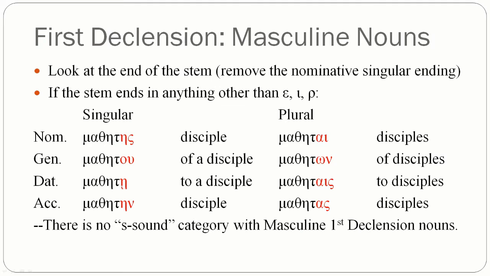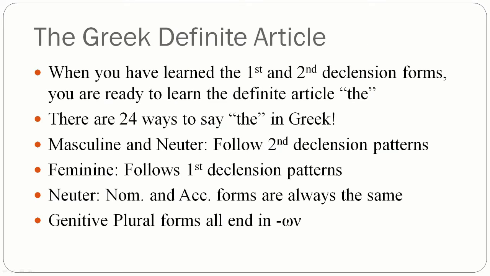Now, learn these noun patterns very well. There are 5 subcategories in the first declension. Okay, 3 in the feminine: epsilon, iota, or rho; S or sigma sound; and anything else. Those are the 3 categories in the feminine. In the masculine, you have 2: epsilon, iota, or rho, and anything else. So basically 5 subcategories that you can learn. Once you have this down very well, and if you're able to remember the second declension endings from chapter 4, we are ready to move on with what we call the Greek definite article.